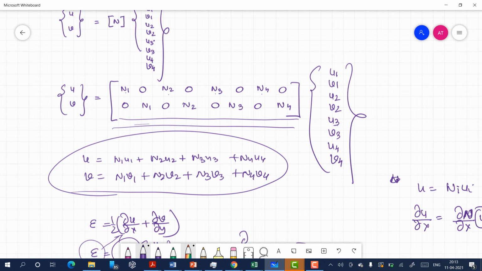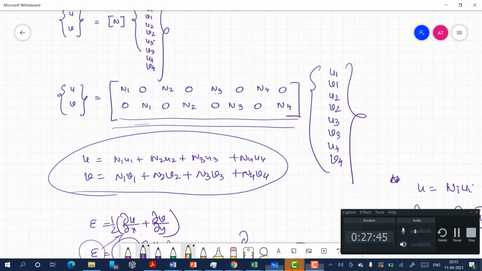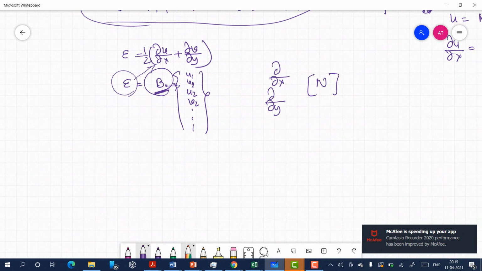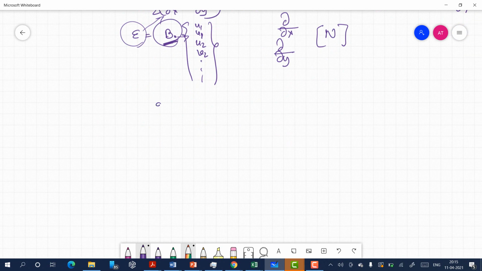But there is a trick here. Now we have to find the partial derivative matrix. So epsilon is written as the B matrix into the nodal values of degrees of freedom. Instead of writing u1, v1, I can say that it is q. Although a better letter will be d, because d is displacement, and q doesn't sound like displacement. So I take your consent to replace q with d. In some literature you can find q also written, but we will use d. So the B matrix into the nodal displacements gives us the strain.